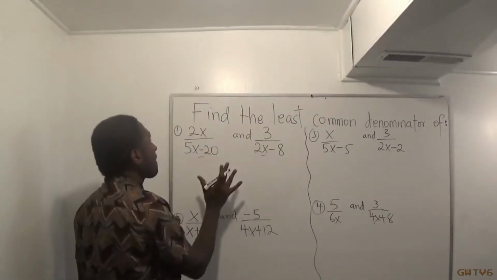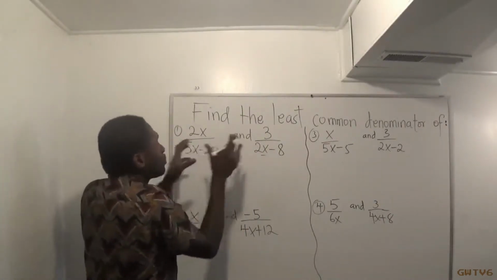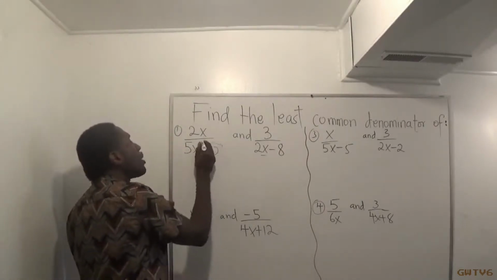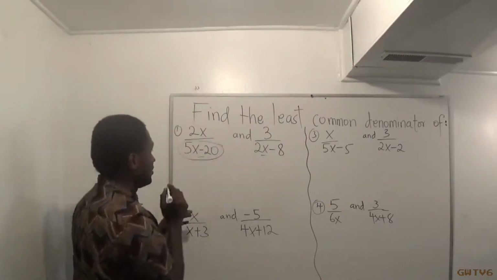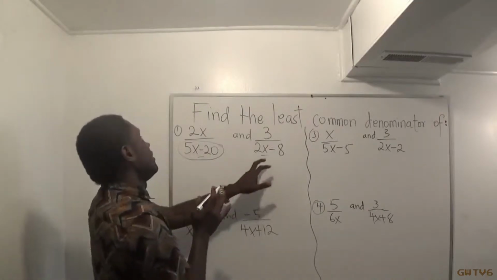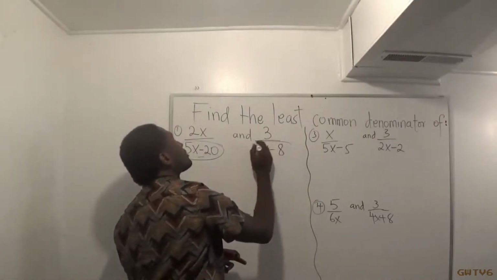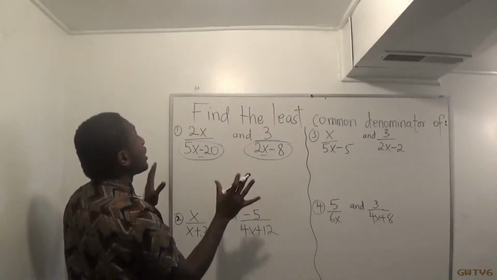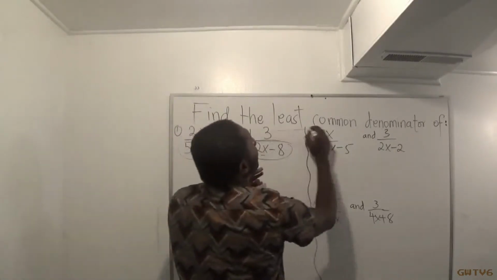I know that when I'm finding least common denominators, all I care about is the denominators. So I'm going to have to just pull out the denominators. Here, the denominator is 5x minus 20, so I'm going to need that. Here, the denominator is 2x minus 8. That's all I want. I'm not solving for anything. I'm just finding the least common denominator.